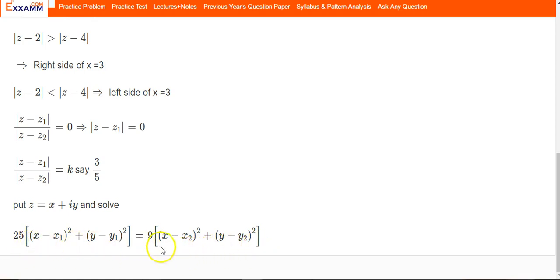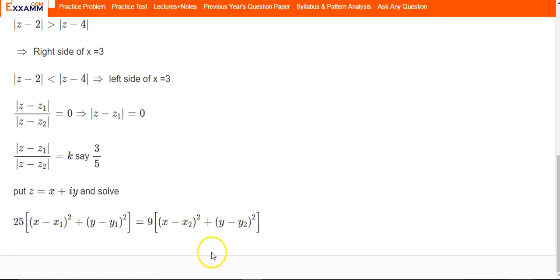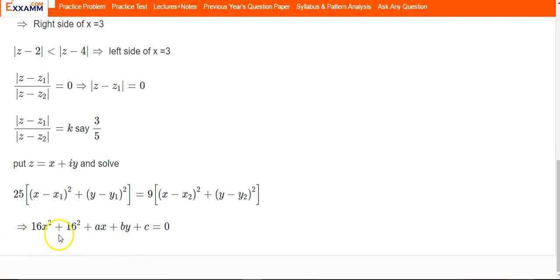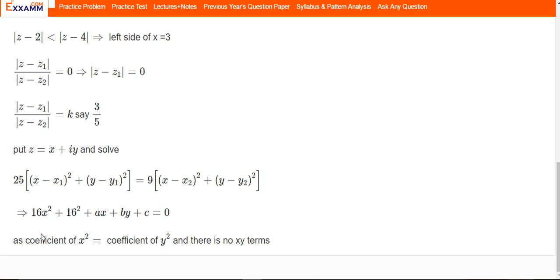Now when we expand this, we will get an expression like this: 16x square plus 16y square (y has been missing here) plus ax plus by plus c is equal to 0. Now in this expression, the coefficient of x square is equal to the coefficient of y square, and there is no xy term, so this would always represent a circle.